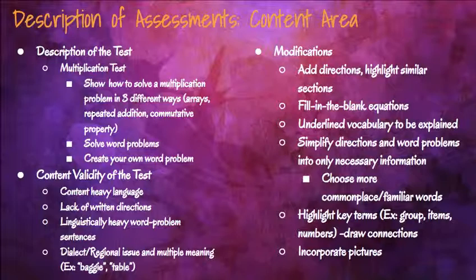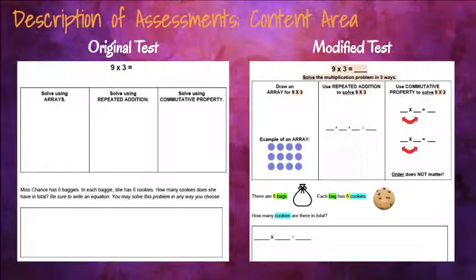I simplified the directions and added word problems, and I added only the necessary information into the word problem. So I chose more commonplace words while doing this. Some of the words were a little more complex, so I made them a lot simpler. I highlighted key terms. So for example, I highlighted group, items, and numbers so that students could draw connections between the word problems and the word problem they would have to create at the end. And then finally, I incorporated pictures. So I'm going to go to the next slide where you can see some of the changes that I made, and I'll just give you a minute to look those over.